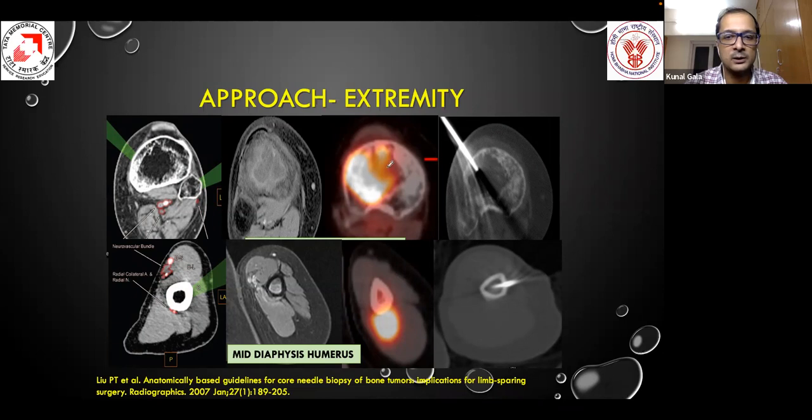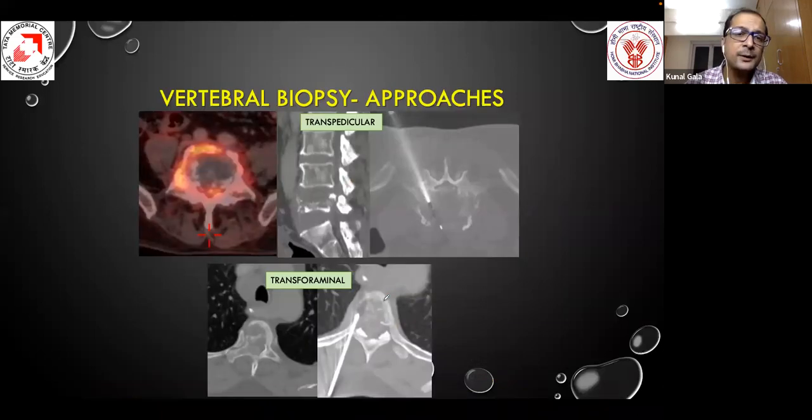So this was a lesion which is located in the tibia, and one is performing a biopsy via an anteromedial approach. And this is the humerus. A mid diaphyseal lesion always needs to be approached from the lateral aspect, and this is the lateral aspect. Biopsy is taken from the PET avid enhancing area.